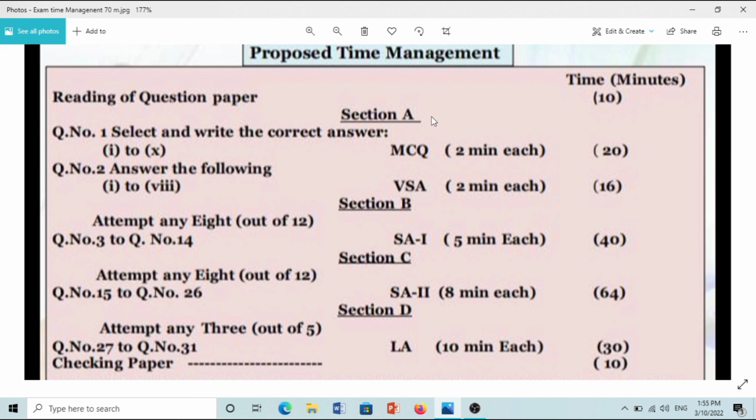Now here in Section A, how many minutes will you give? 20 minutes for MCQ, 16 minutes for the 1 mark questions, then for the 2 marks questions 40 minutes, for the 3 marks questions 64 minutes, and for the long answer questions there are 30 minutes.